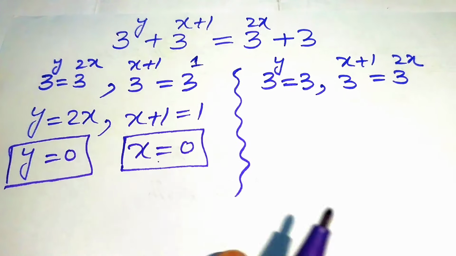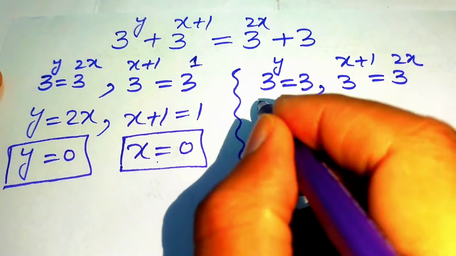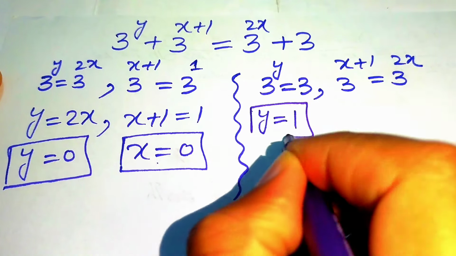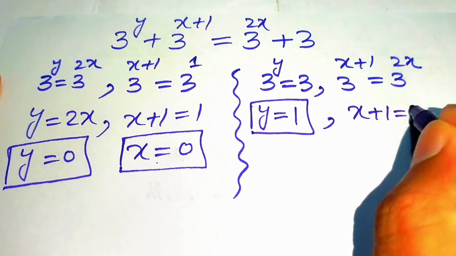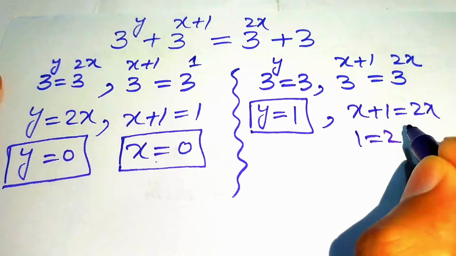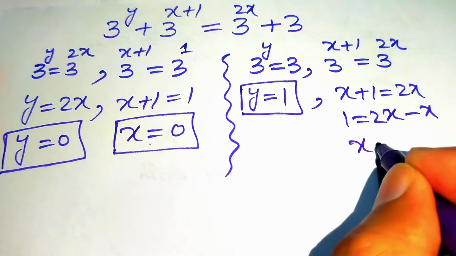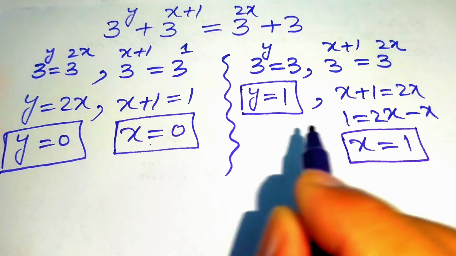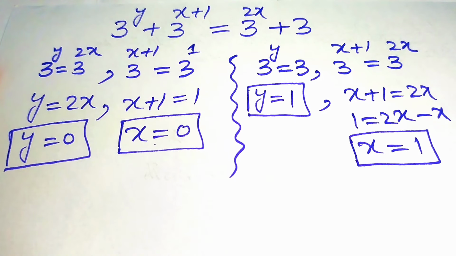And now similarly, we move on to the second case, and we equate the exponents. After equating we get y equals 1, and in this case we get x plus 1 equals 2x. We move this x to the right hand side, and it becomes x equals 2x minus x, and 2x minus x becomes x, so we have x equals 1. So in this case we get the value of x is 1, and y is also equal to 1.